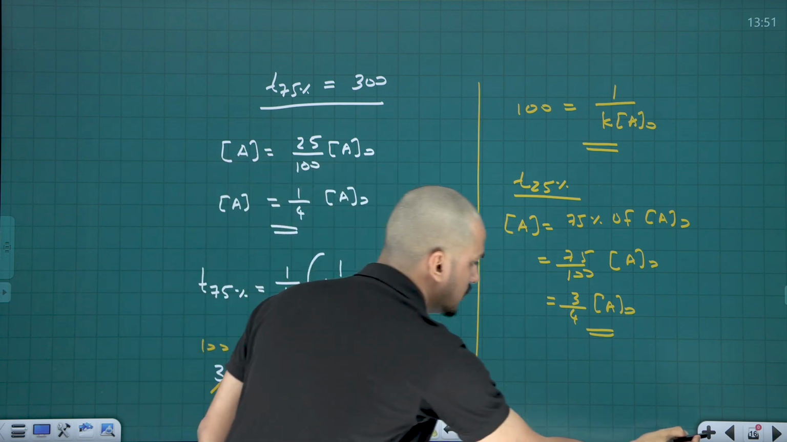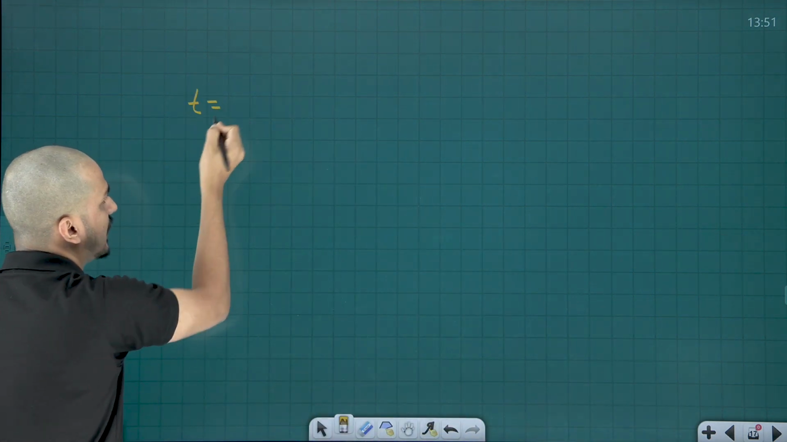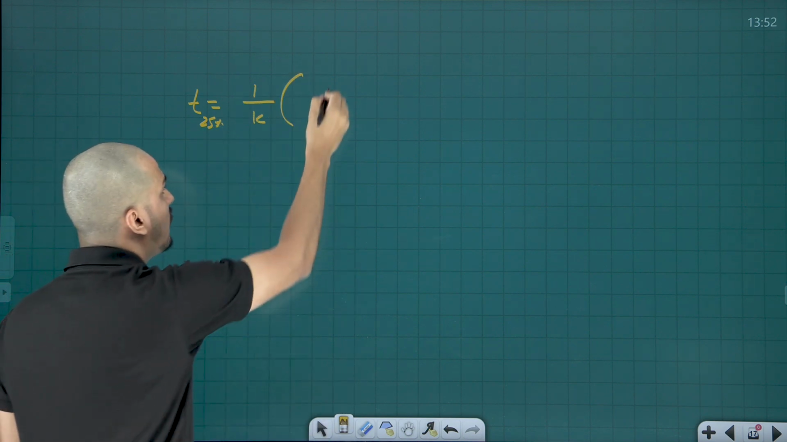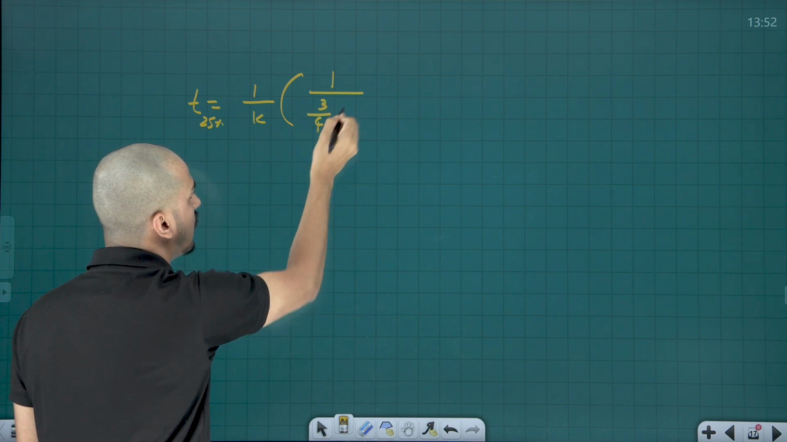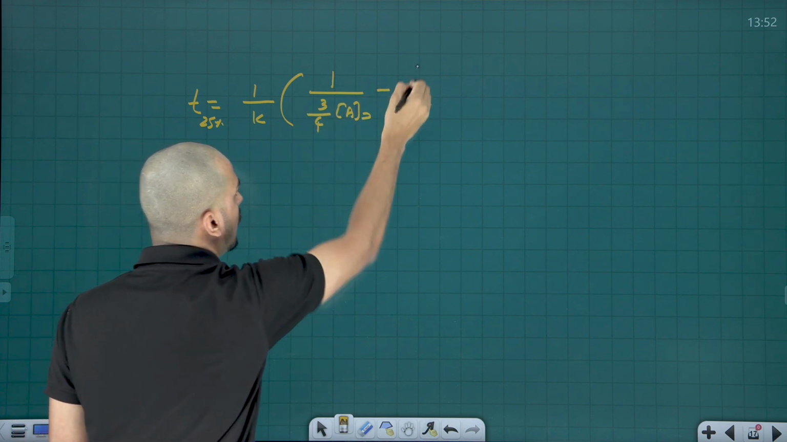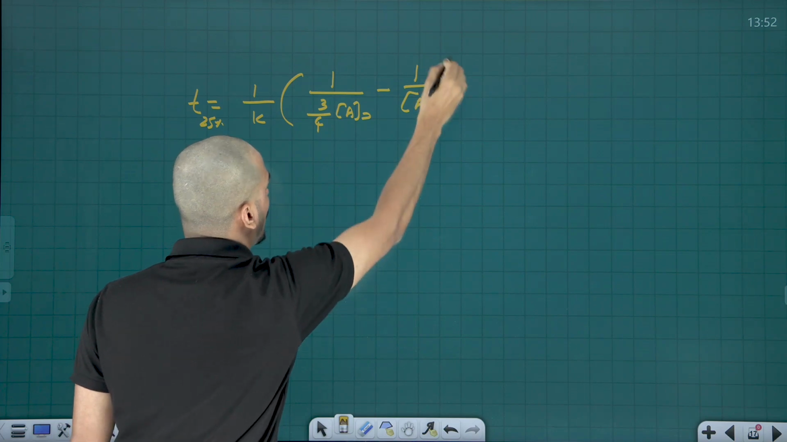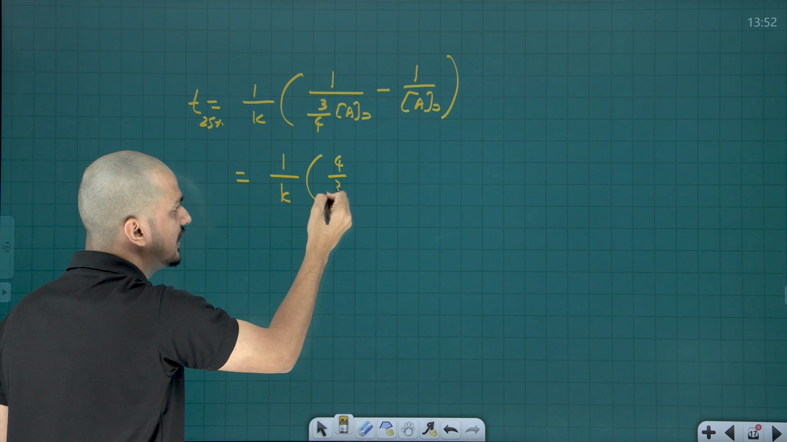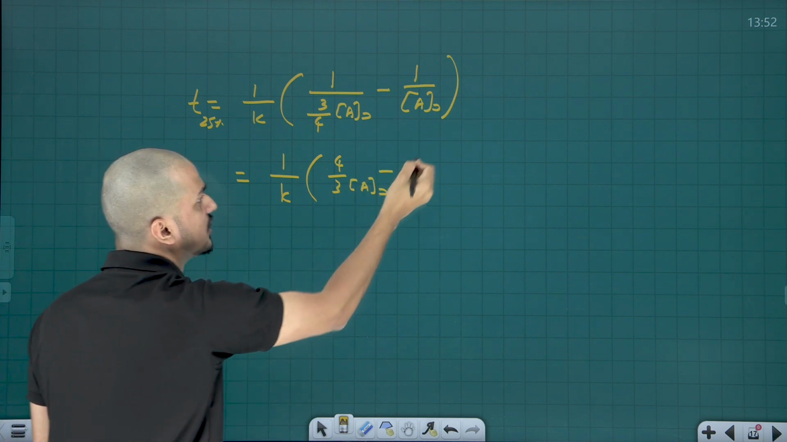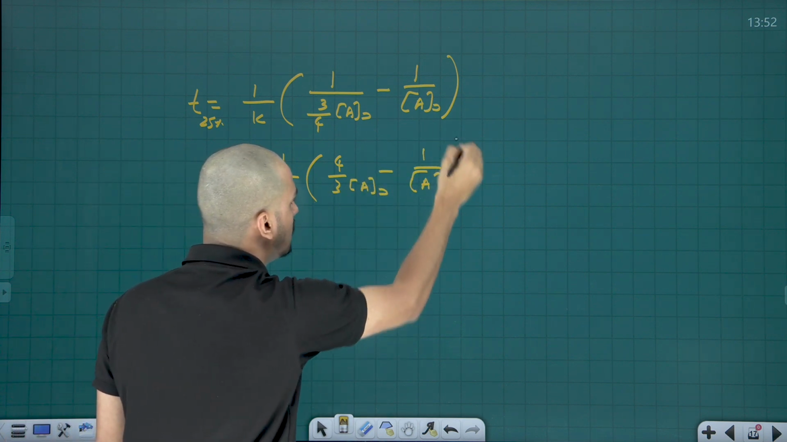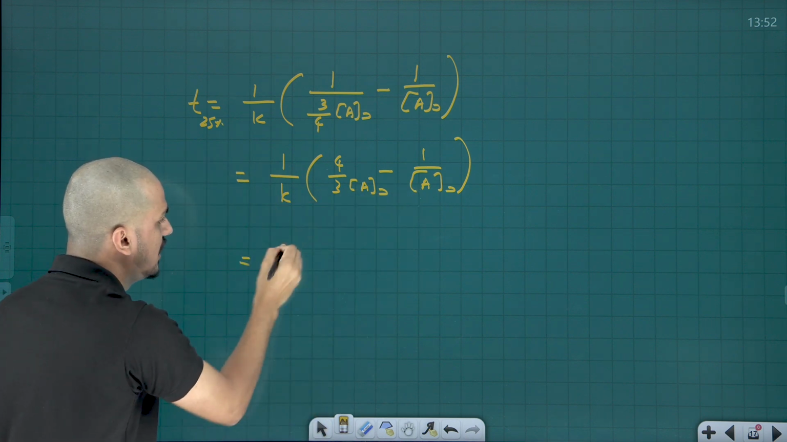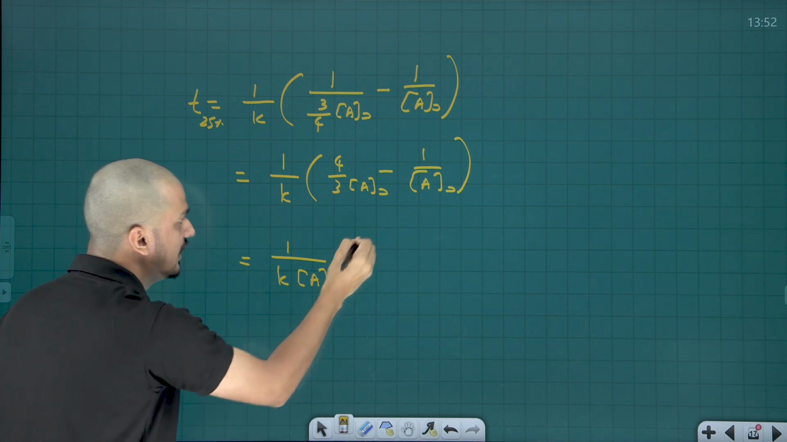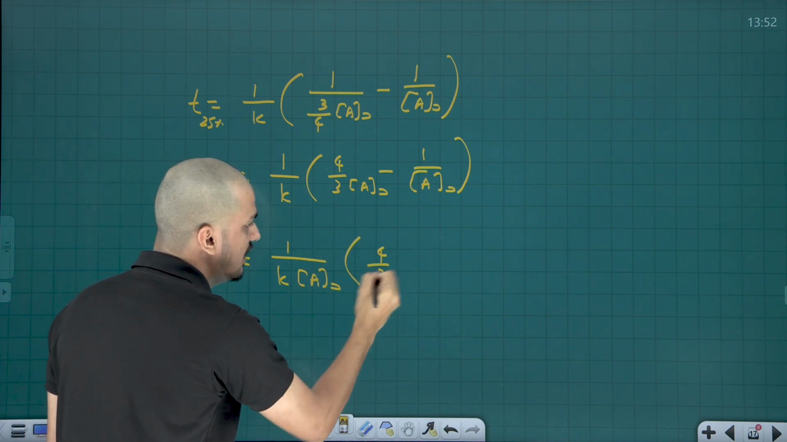That is A. So how does the equation become? T 25% is equal to 1 by K into 1 by final, minus 1 by initial A0. 1 by final means 4 by 3 A0, so the 4 will go to the top. So 1 by K into 4 by 3 A0 minus 1 by A0. In both cases A0 is there, so I can take it outside. So this will be 1 by K A0 into 4 by 3 minus 1.